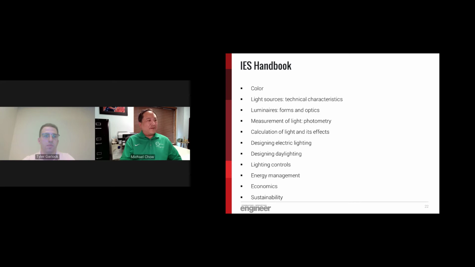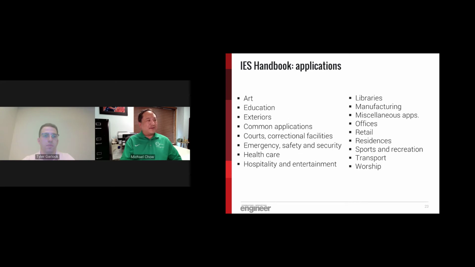So when you hear somebody say luminaire, they're talking about the entire lighting fixture. Like I said, we won't have time to go through every one of these, but these are the main topics that are covered. And here are the different applications that are covered by the IES. They actually break down each one of these with recommended foot candle levels, horizontal and vertical.